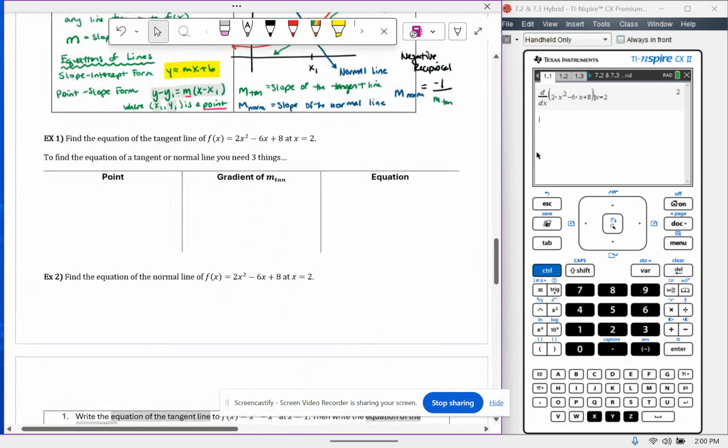So, example 1 says find the equation of the tangent line f of x equals 2x squared minus 6x plus 8 at x equals 2.